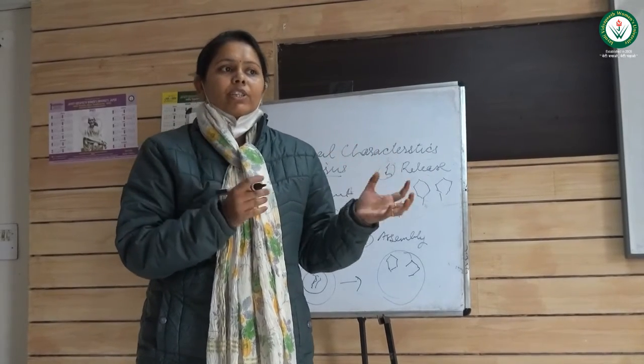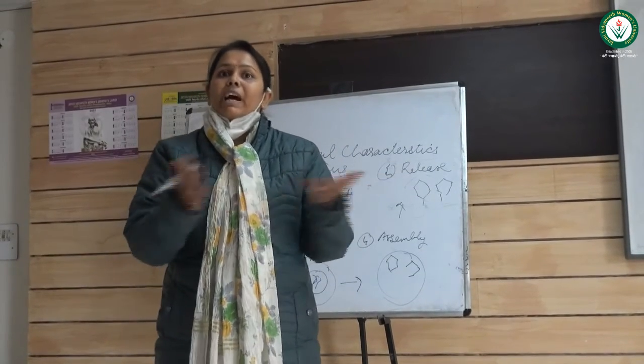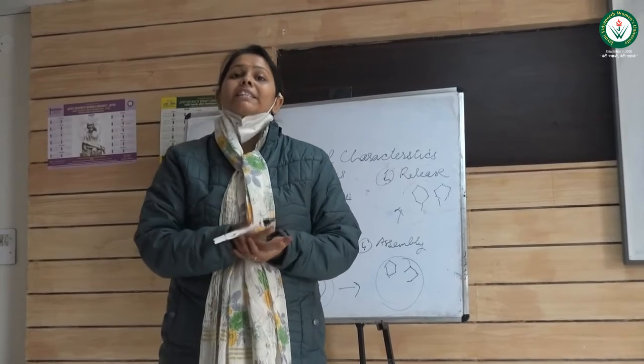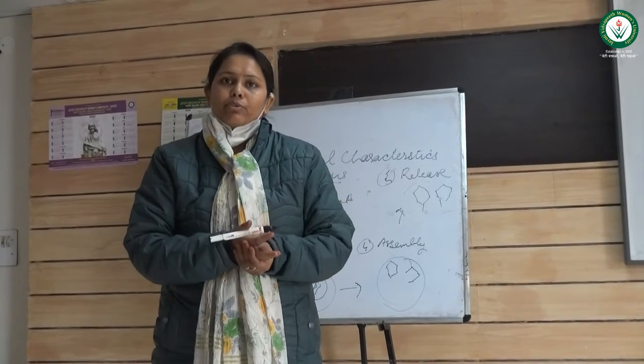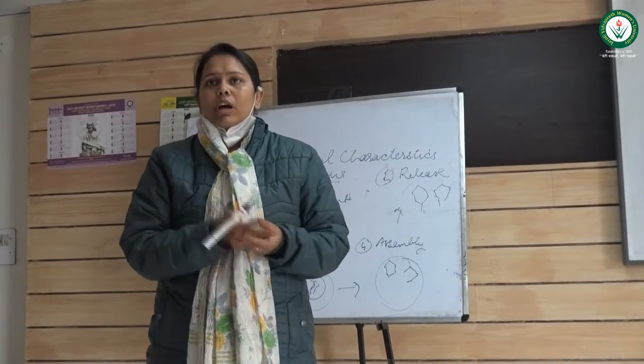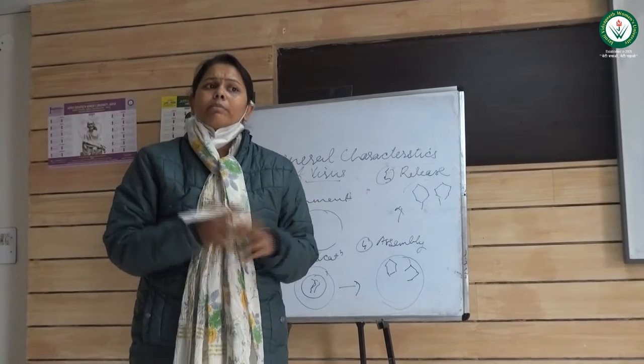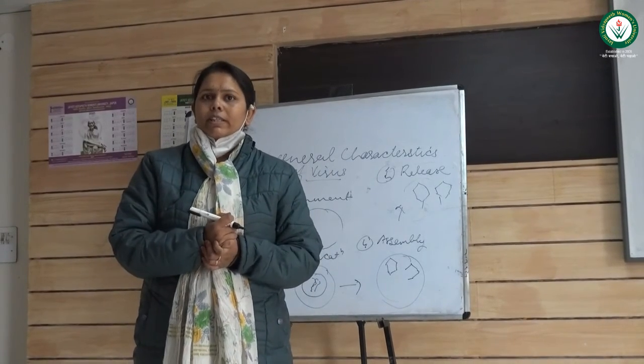Viroids and prions are infectious agents of plants and animals, like the potato famine. Viroids are the viruses of potatoes. There are many prions which infect cows. So this is all about the general characteristics of viruses.